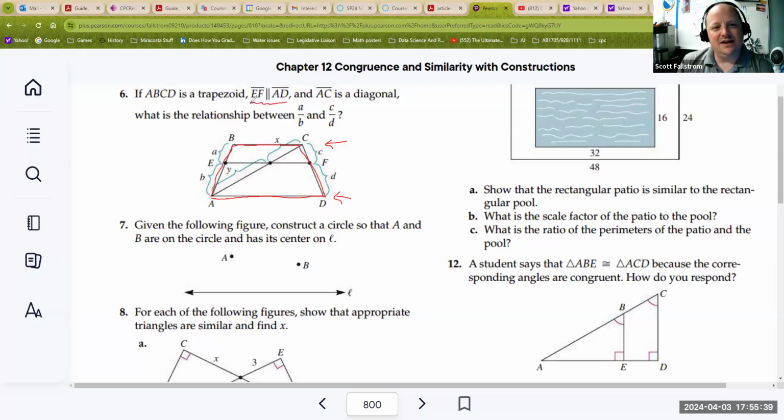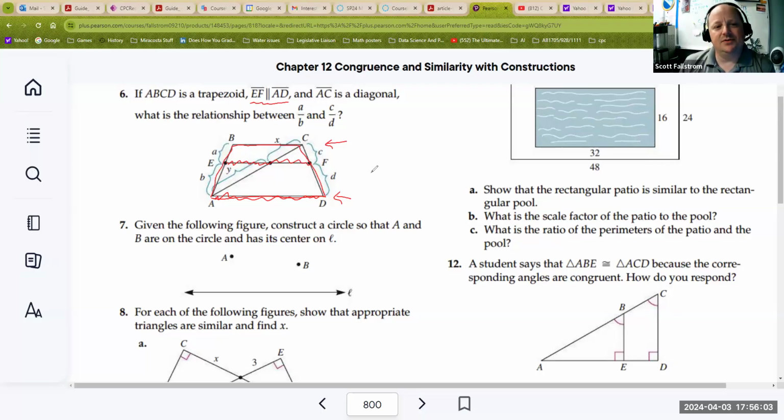And it also tells us that EF is parallel to AD. So this line in the middle is parallel to AD. So these two are parallel. Okay, and AC is a diagonal. What's the relationship between AB over BC and CD over DE? What a fantastic idea here. So a couple things we could do with this.